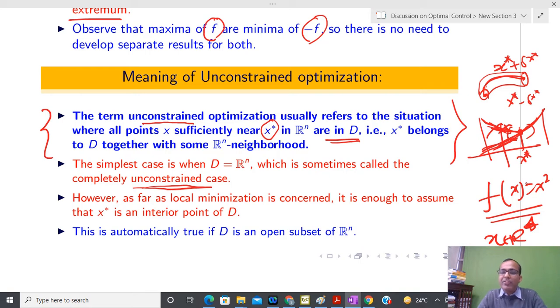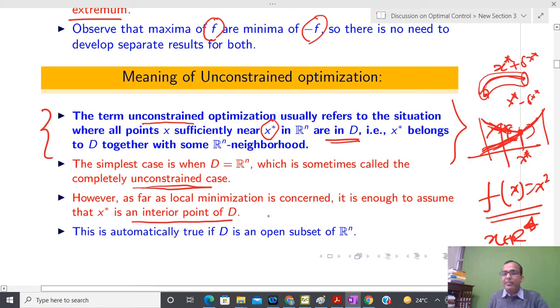Sometimes I can construct an example where I have both maxima and minima in the whole space. Due to that reason, whatever unconstrained problem I am going to solve, there is no constraint, and you will understand the meaning of unconstrained when I give the proof. During the proof you will easily understand why the unconstrained problem is so simple, and what kind of difficulty you encounter when moving from unconstrained to constrained. However, as far as local minimization is concerned, it is enough to ensure that x star is in the interior of D.